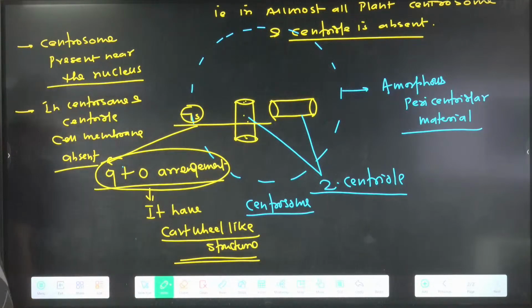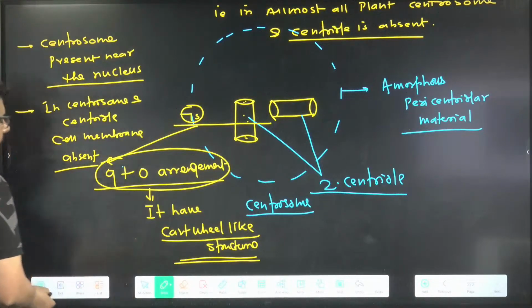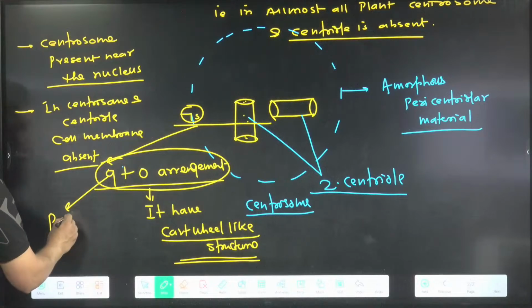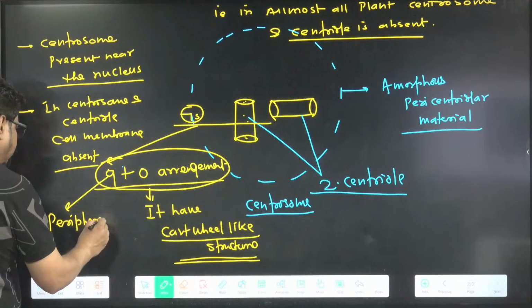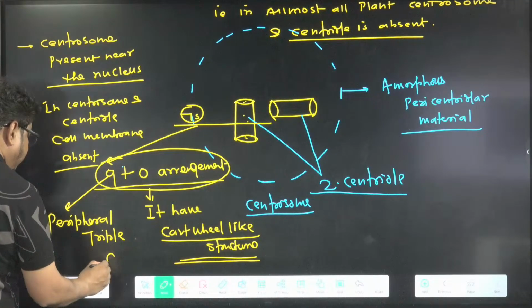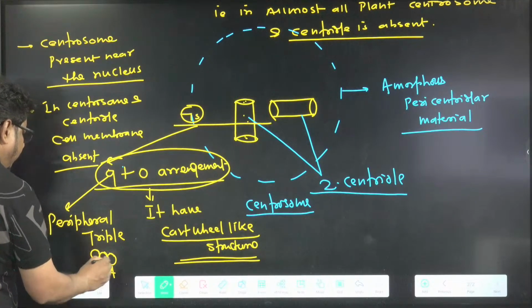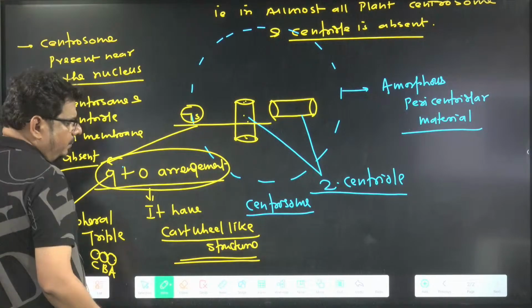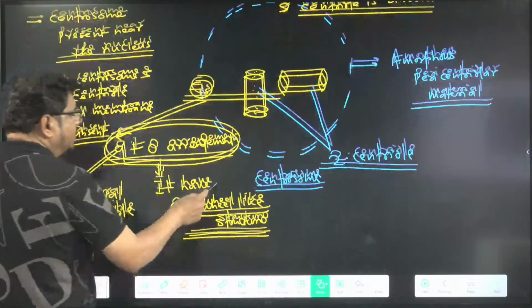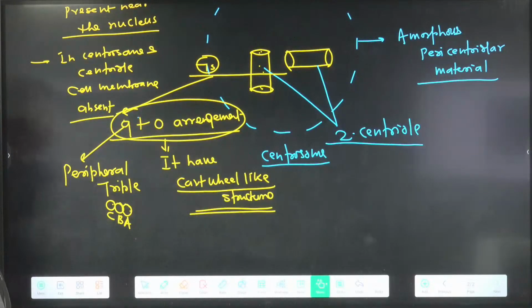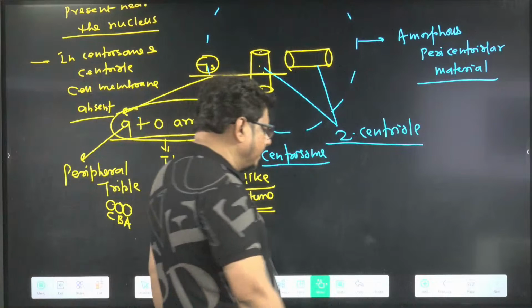Why are we calling it a 9 plus 0 arrangement? So what is there in the 9? Nine peripheral triplets are there, and these are A tubule, B tubule, C tubule. So A, B and C, 3 tubules are forming a triplet. Such 9 peripheral triplets are present in the diagram of which one? The centriole. Now I am drawing the diagram of the centriole.